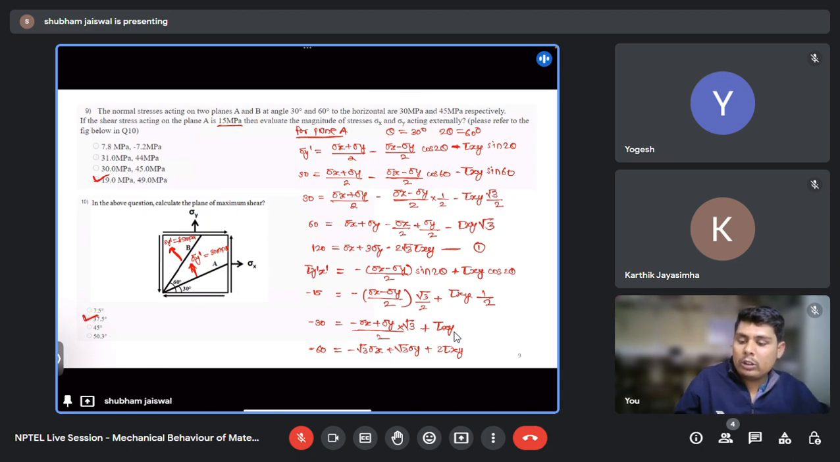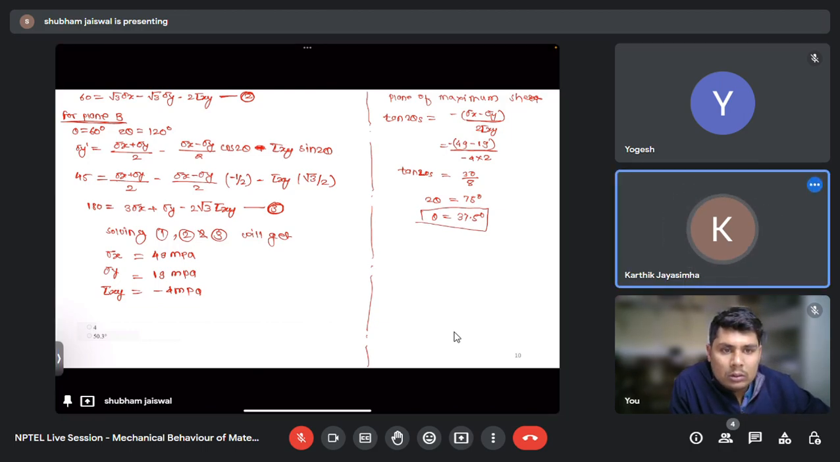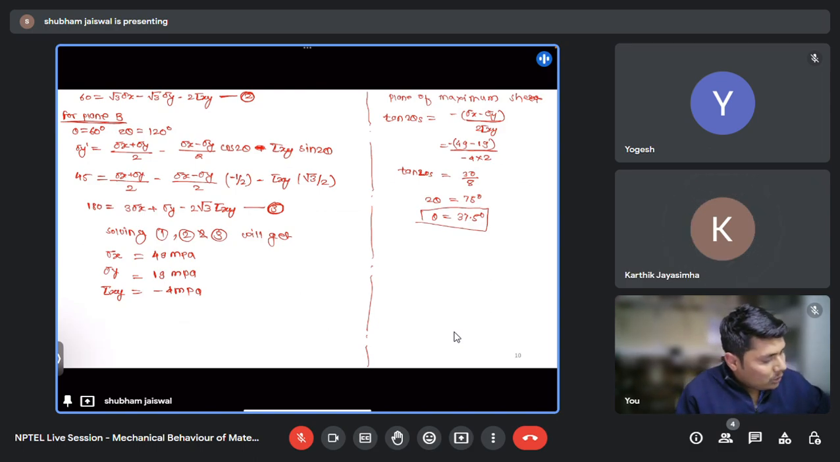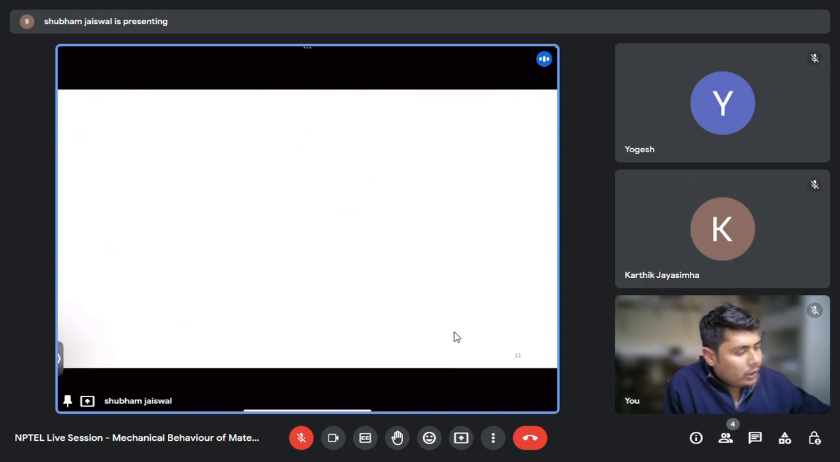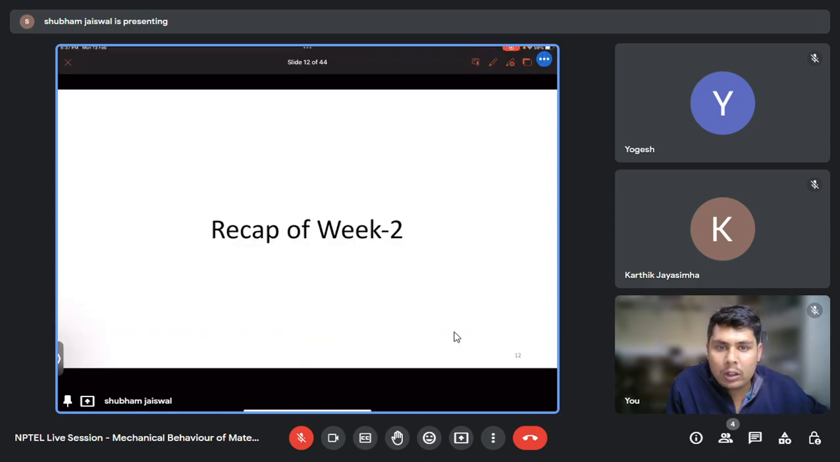So this is all about our first assignment. Do you have any questions regarding the first assignment? The ninth question was a bit tough to solve. Other questions are okay. Thank you. So now we will quickly recapitulate the things we have seen in week 2, and then we will try to solve some concept related problems of week 2.